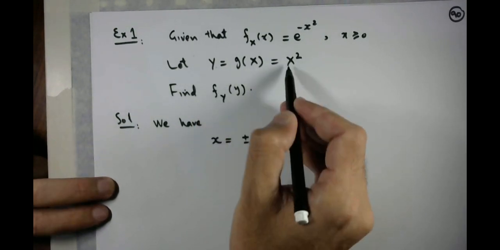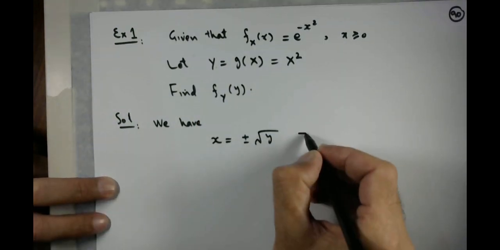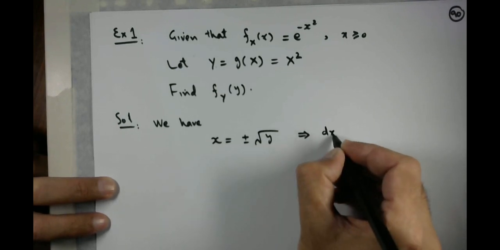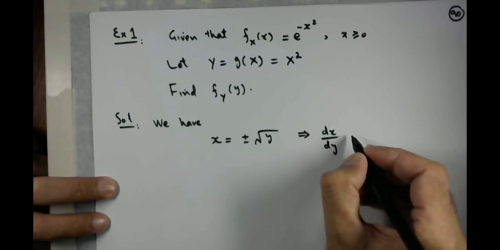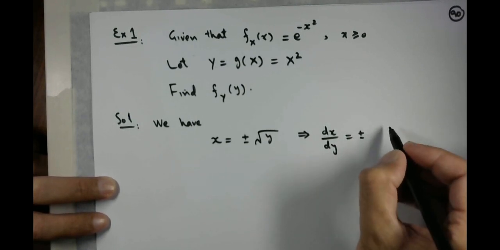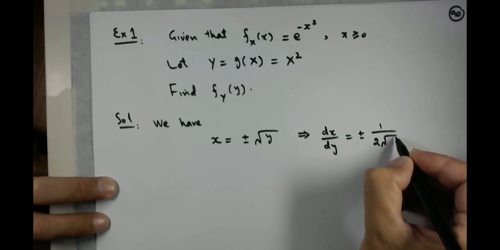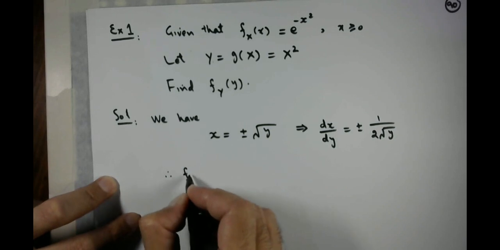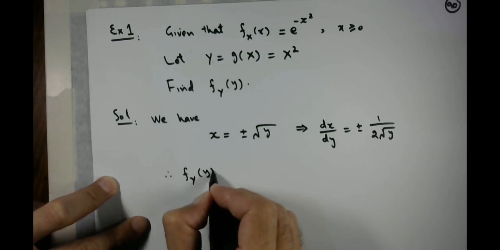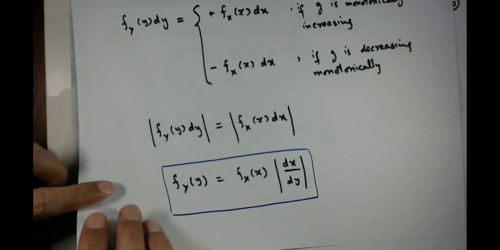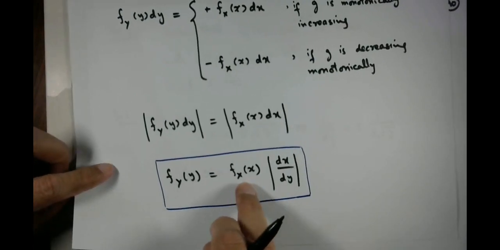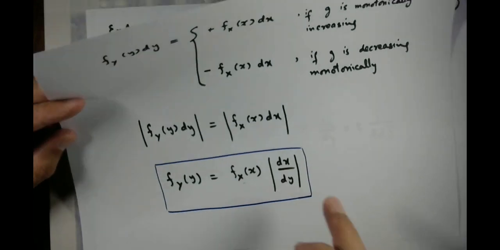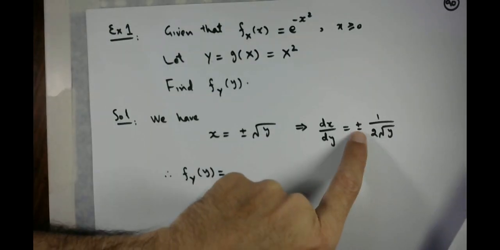X square is equal to y, so x is equal to plus minus under root y. And so this implies that dx over dy is equal to plus minus 1 over 2 under root y. And therefore we can write f sub y of y is equal to the PDF of x times dx over dy. We'll take the positive part only here.